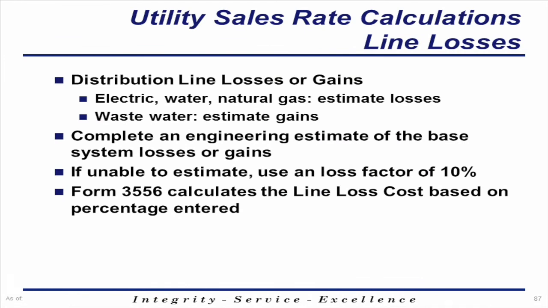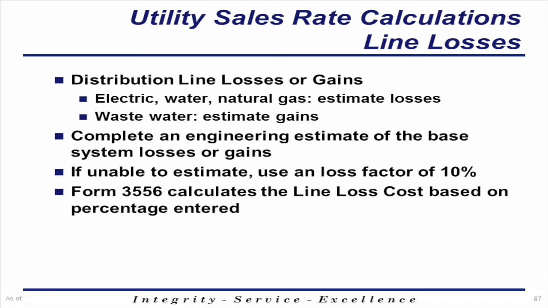When you distribute electricity, water, or natural gas, there are natural losses that occur in the distribution of the commodity. When you collect wastewater, there are natural gains that happen in the collection of the wastewater. The line losses or gains are a cost of operating the system. It's a cost of doing business, and as such, those costs are included on the 3556. An engineering analysis can be done of the base system to determine what the losses or gains are, or if you're unable to do that, a default factor of 10% can be used.